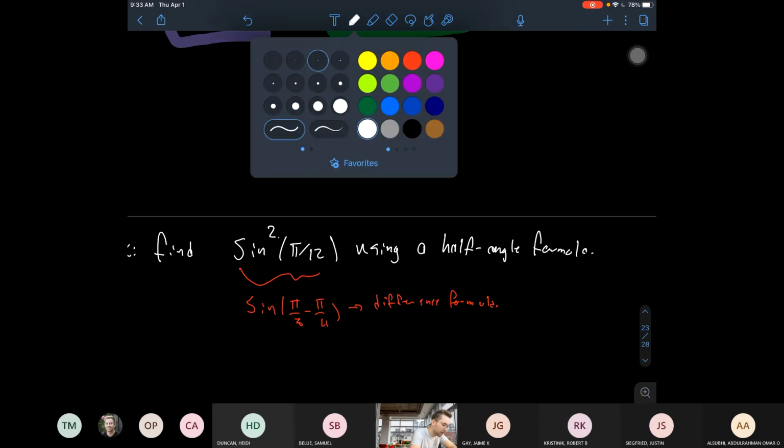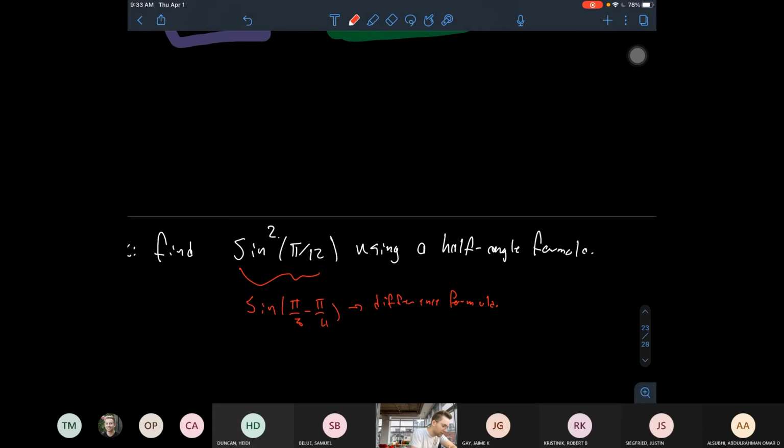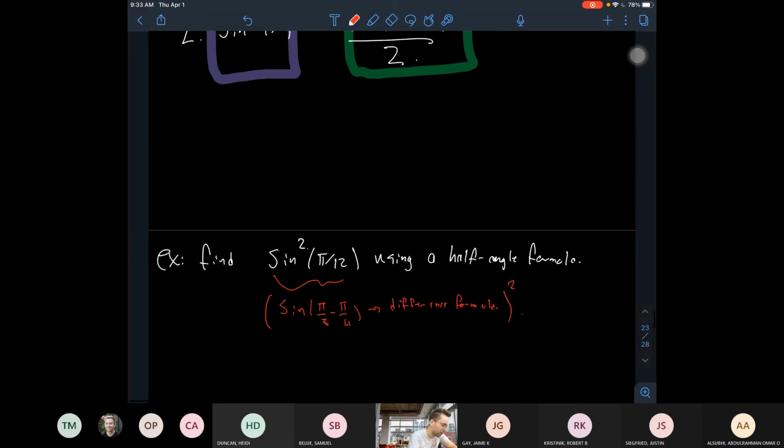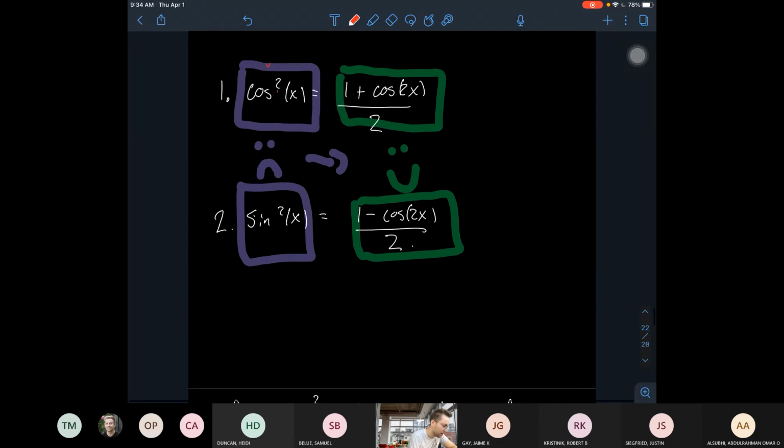So what you could have done is found sine of pi over 3 minus pi over 4 using a difference formula and taken whatever you got from that and then squared it. And that would be a fine way to approach this problem. But you can also use one of our half angle formulas here.